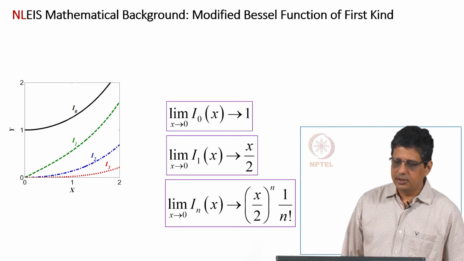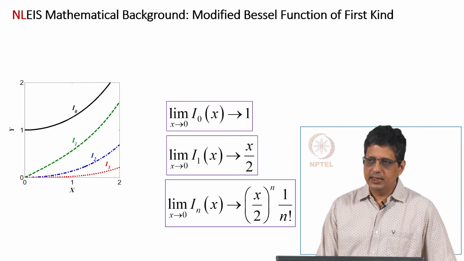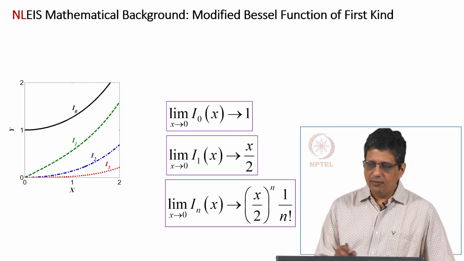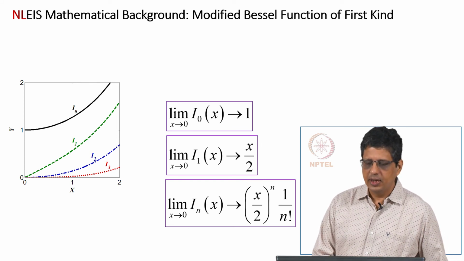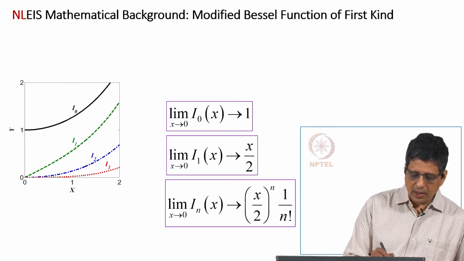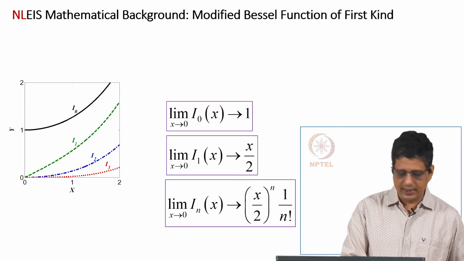So, the limit as x tends to 0 of I0(x) is 1, and the limit as x tends to 0 of In in general for integer n is going to be given by 1 by n factorial, (x by 2) power n, and we will use this information in the next calculation. Okay. So, as x tends towards 0, I1 tends towards 0, I2, I3 they all tend towards 0, but at different rates.